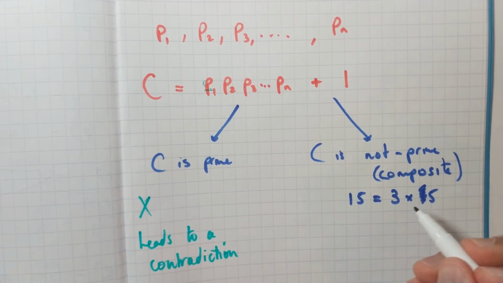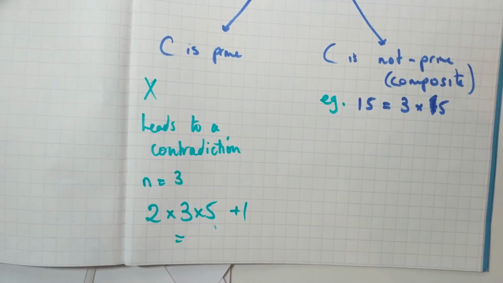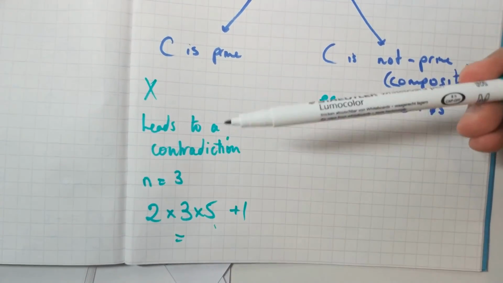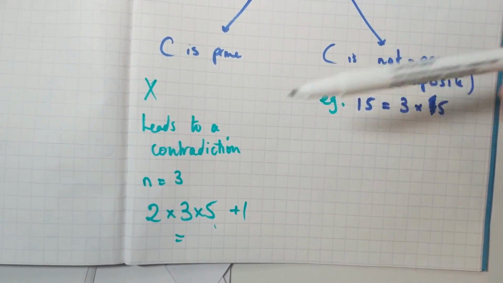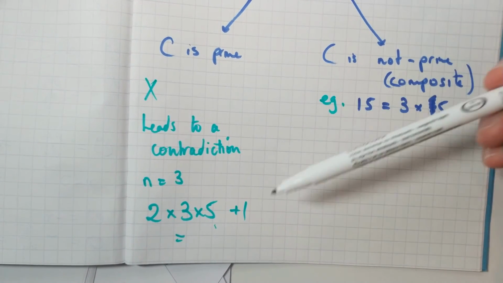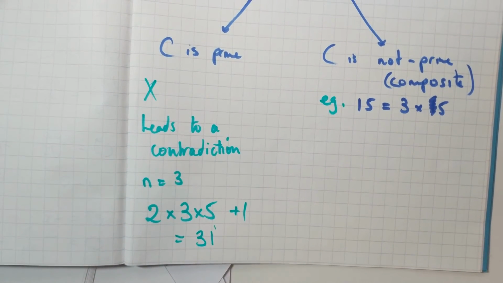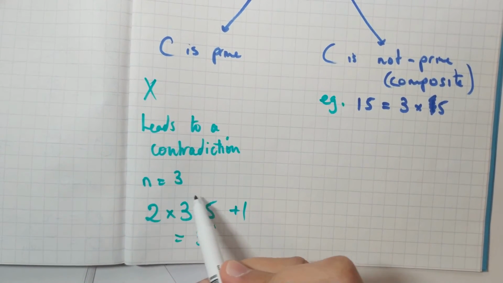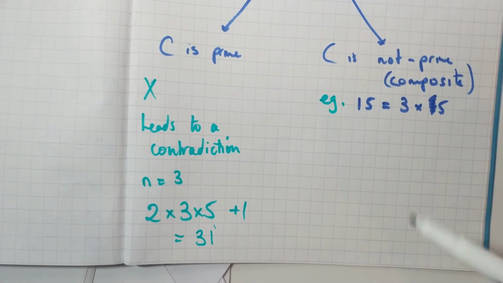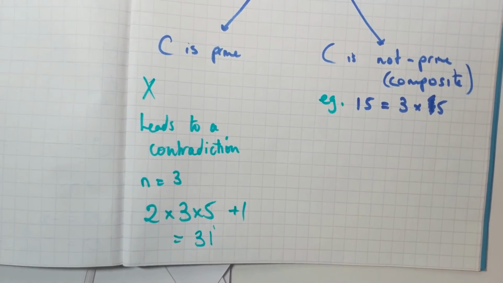This was just an example, by the way. If we took n to be 3, we'd get 2 times 3 times 5, where 5 is of course the third prime. You add 1 and you get 31, and 31 is another prime. If we assume that there were only these 3 primes, but now we've ended up with another prime, that goes against what we originally said, so that can't be true.